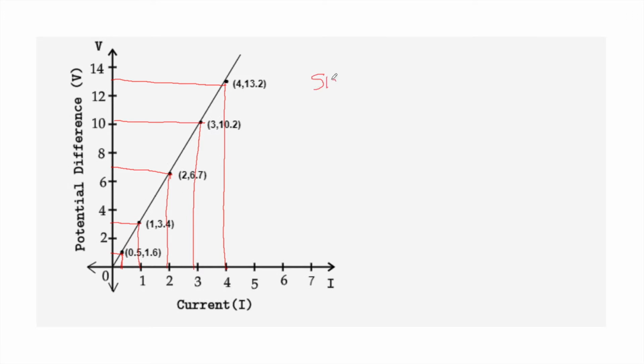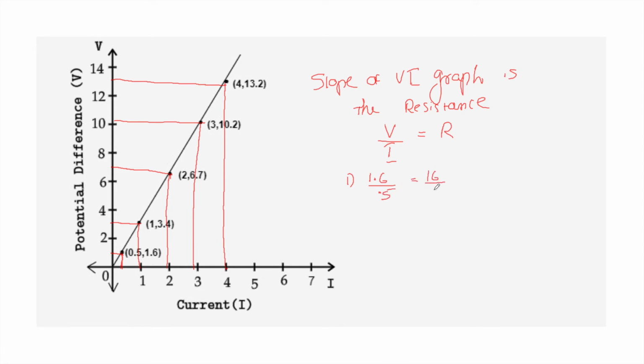Slope of VI graph is the resistance. Okay, slope means V by I we can find here. Okay, that will be the resistance. So each values we can check the value of resistance. First one it is V by I, it is 1.6 by 0.5. Okay, that means 16 by 5.